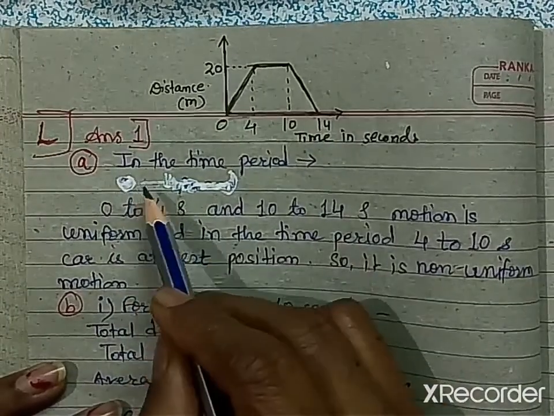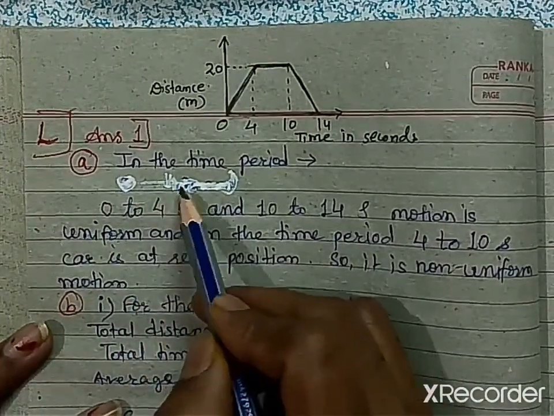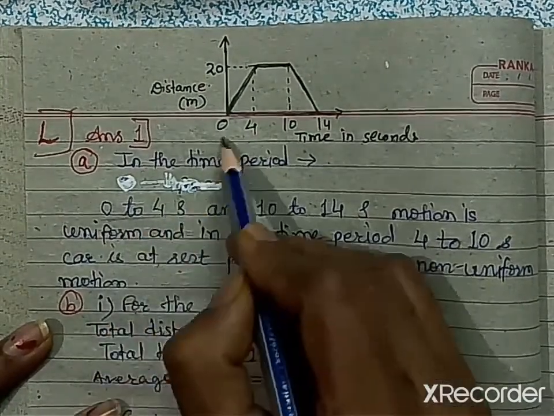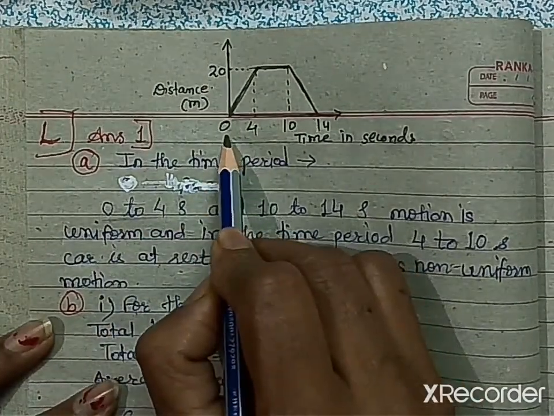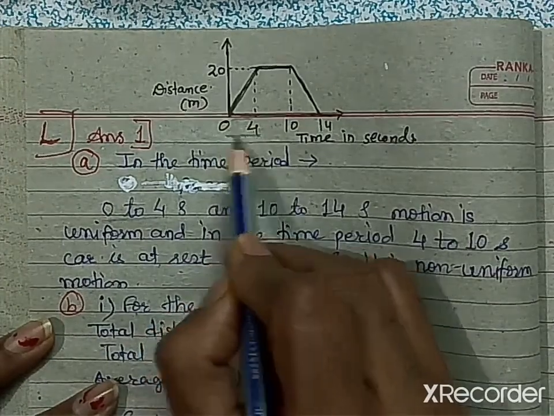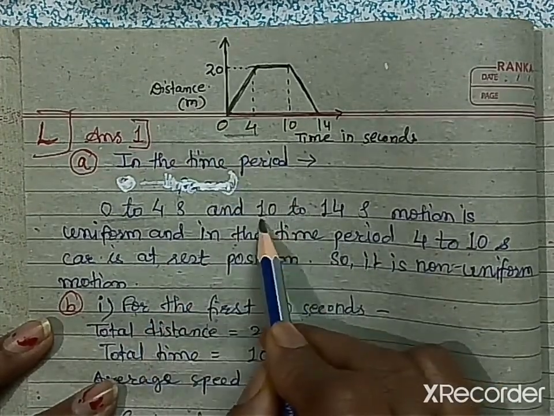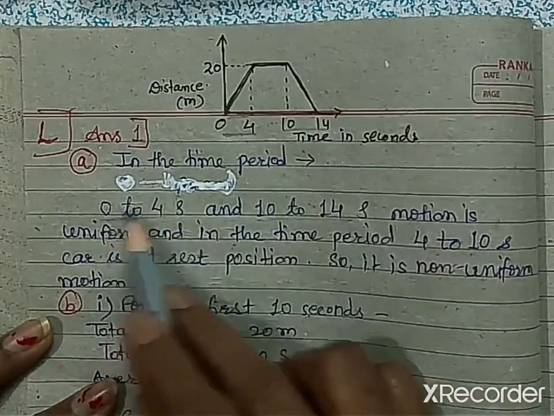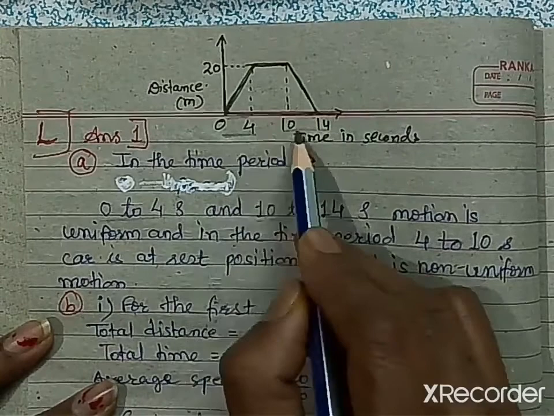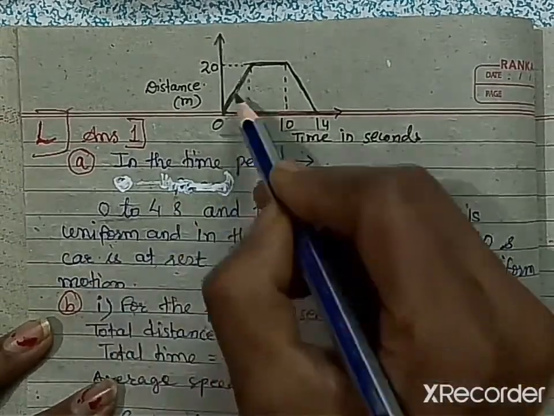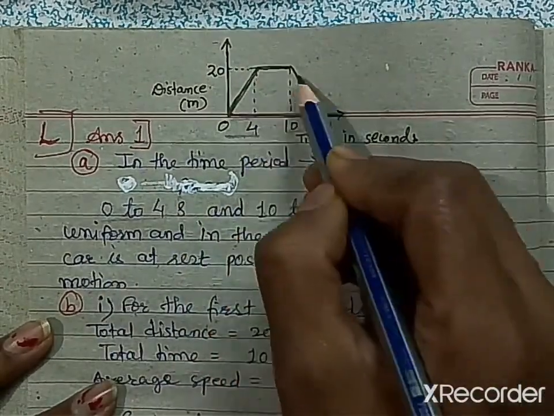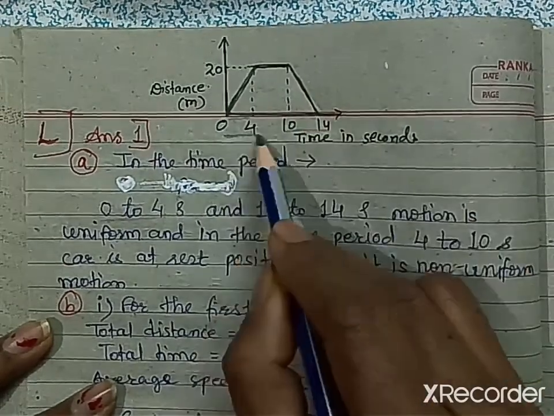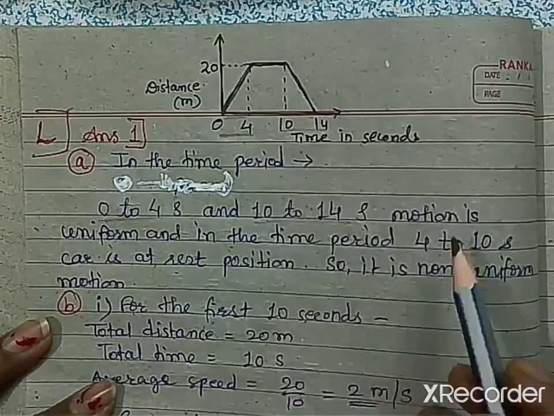So the question is, we have to describe the motion. In the time period 0 to 4, that means here you can see in the figure 0 to 4 second, and then 10 to 14 second. If you observe carefully, the motion is uniform. Here you can see this is a straight line and again this is a straight line. So there is uniform motion for 0 to 4 second and 10 to 14 second.